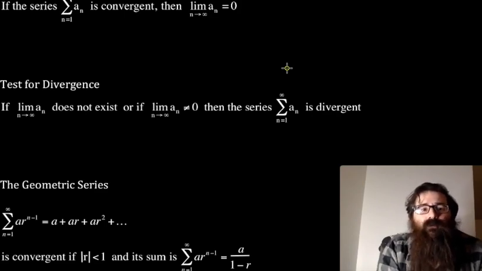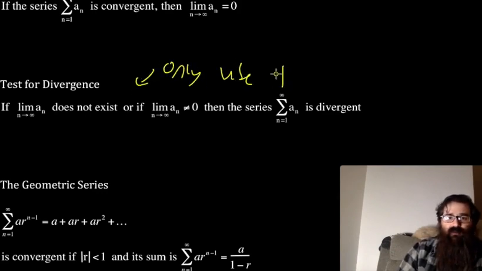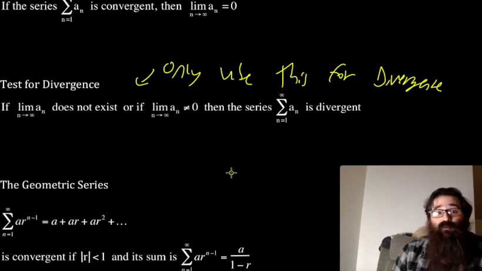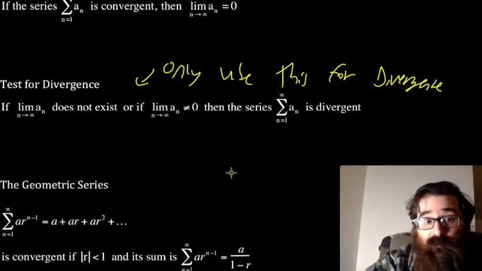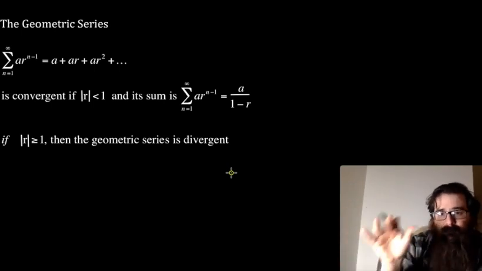So we can only use the test for divergence for divergence. So only use this for divergence. And don't make these things say things that they don't say. Don't make them infer things that they're not inferring, because it's not true. I'll tell you right now, it ain't true. But now, I'm done yelling at you for this moment.